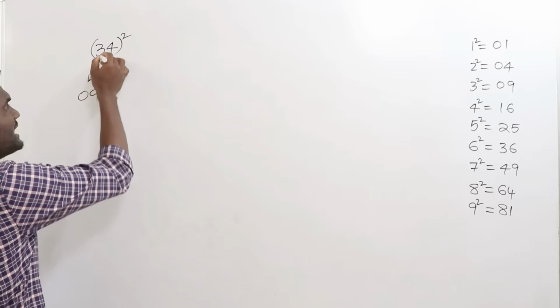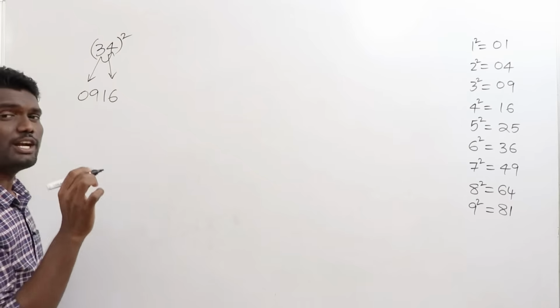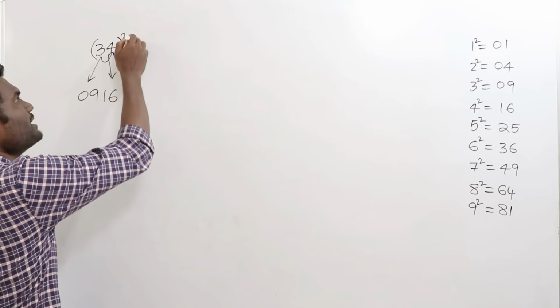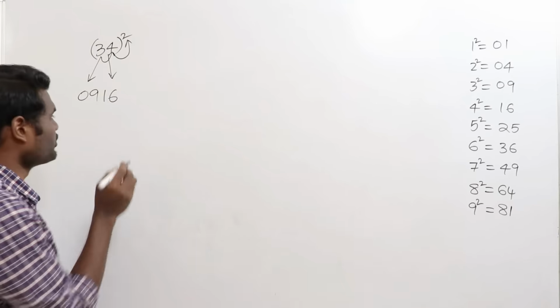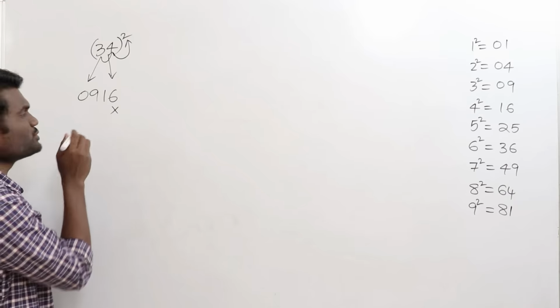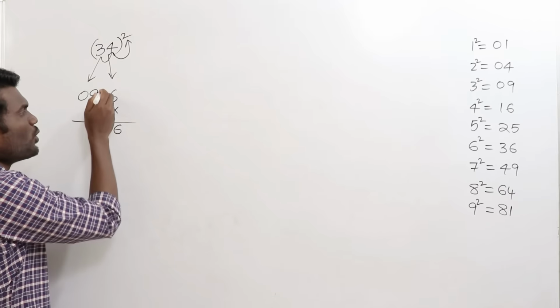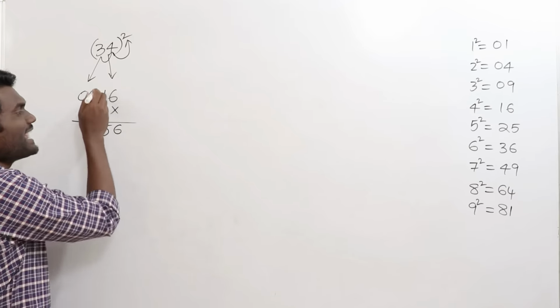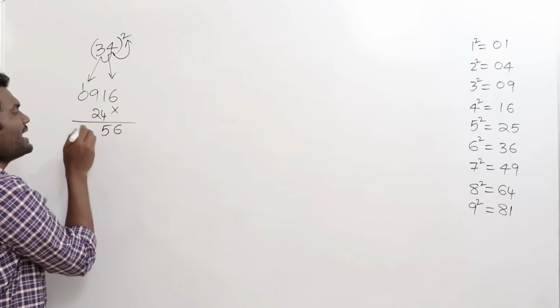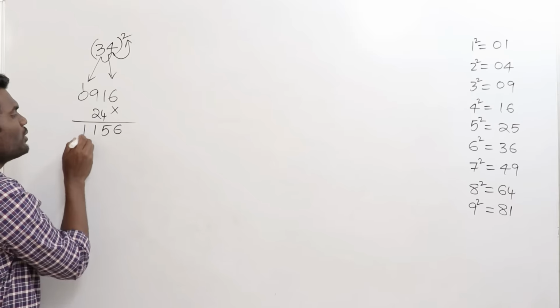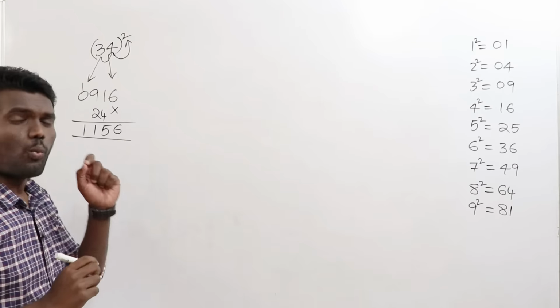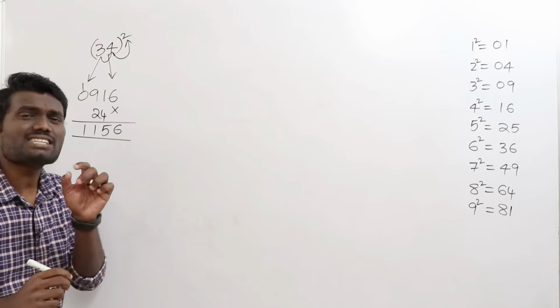Next, 3 multiplied with 4, 3 into 4, is 12, multiplied with 2, 12 into 2, is 24. Leave the units place and write 24. Now add the numbers. This will be 6. 1 plus 4, 5. 9 plus 2, 11. Write 1 and carry 1. Now 1 plus 0, 1, which means 1156. As simple as that.